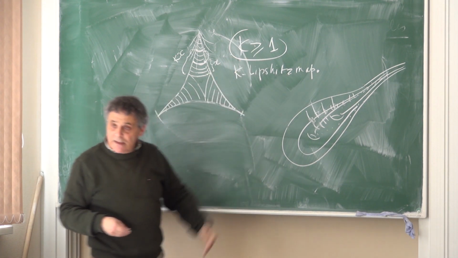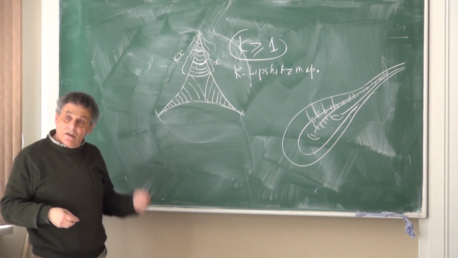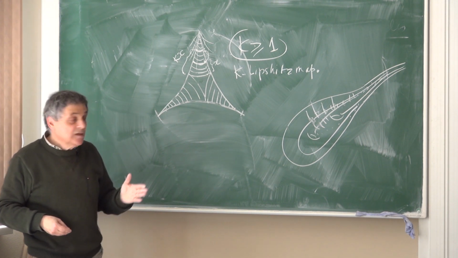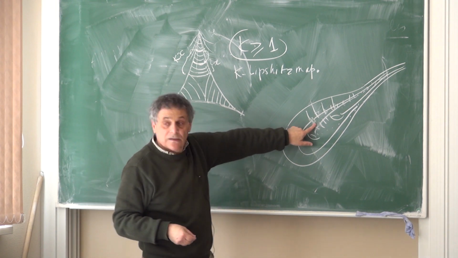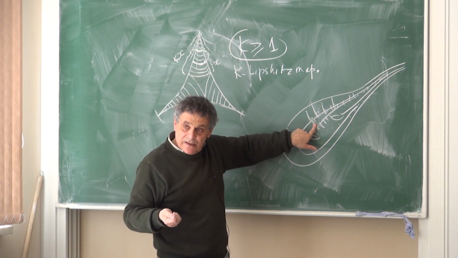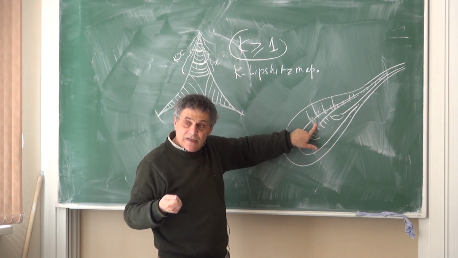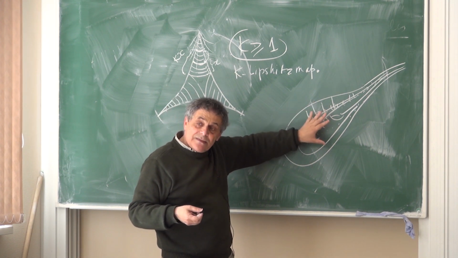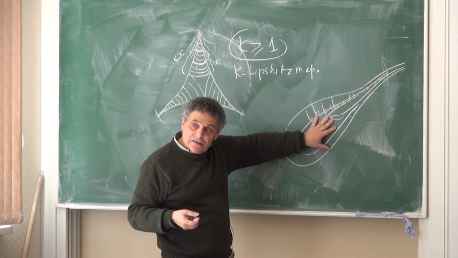You do a K for each triangle, one and the same. Yeah, K is the same for each of these triangles. I do a K-Lipschitz map, and I say that these K-Lipschitz maps fit together, and they give me a K-Lipschitz map on the hyperbolic surface.